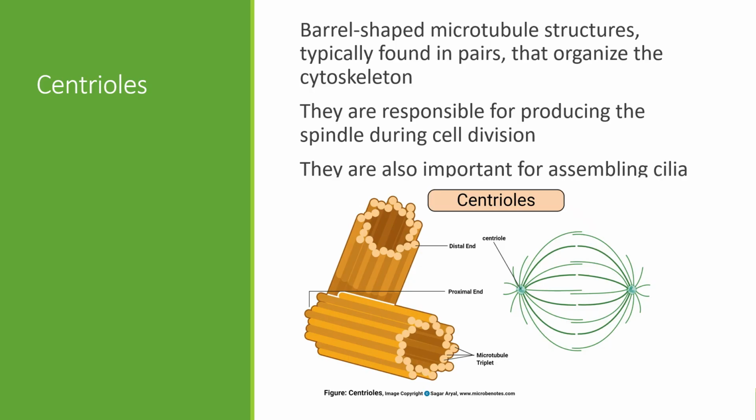Centrioles are barrel-shaped microtubule structures typically found in pairs. They look like two pieces of rigatoni pasta to me. They organize the cytoskeleton that we'll be talking about in a few minutes. They are responsible for producing the spindle as well in cell division. And so they are also important for assembling the cilia, which are extracellular attachments to some cells. So there's what your centrioles look like.